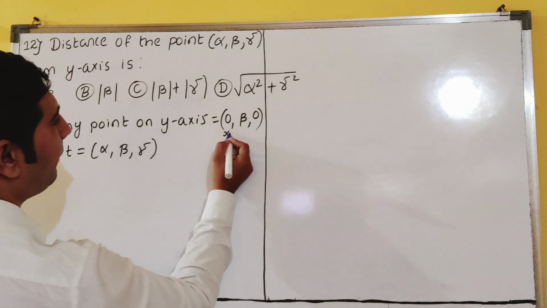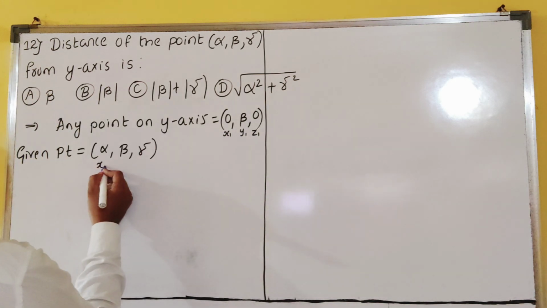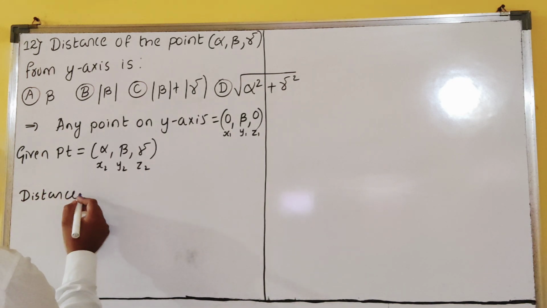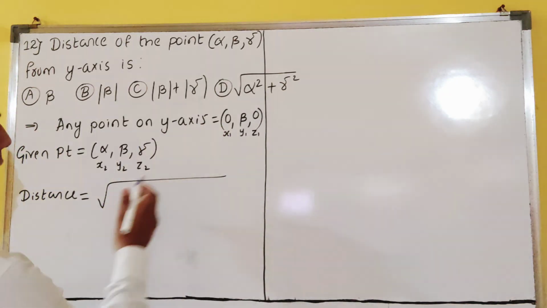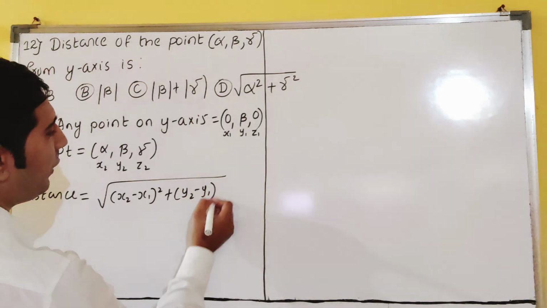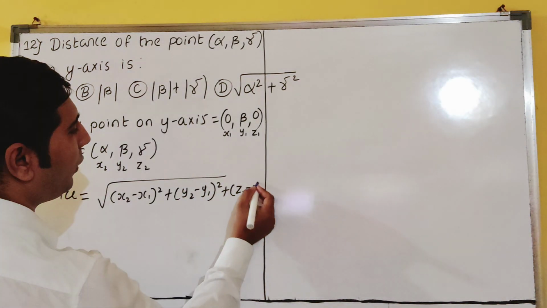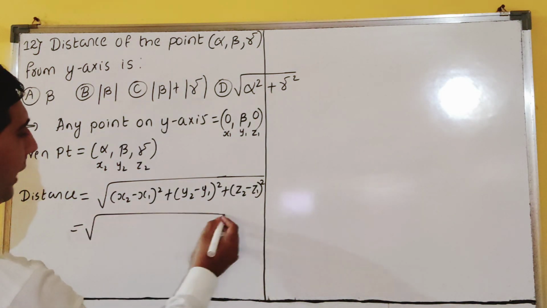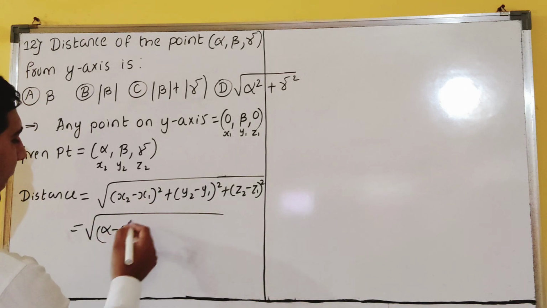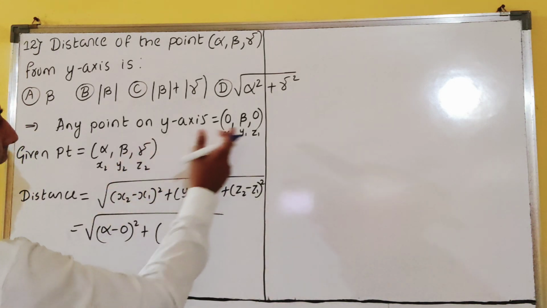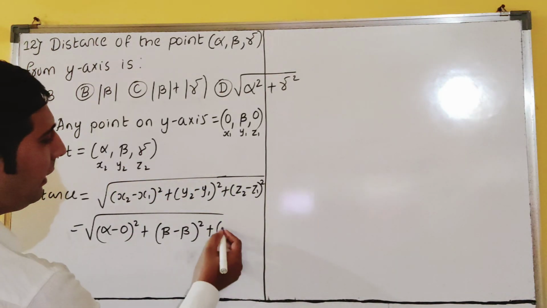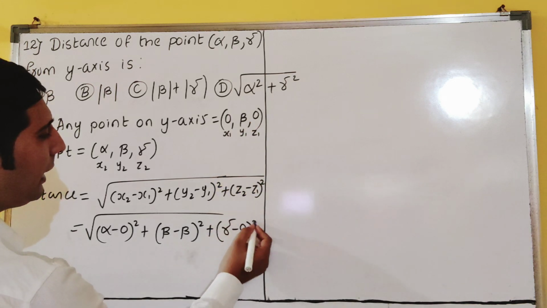So this is x1, y1, z1. This is x2, y2, z2, dear students. So the required distance is what? How do we find the distance between 2 points in 3D? Square root of x2 minus x1 whole square, plus y2 minus y1 whole square, plus z2 minus z1 whole square. Then you substitute the values. x2 is alpha, minus x1 is 0, alpha minus 0 whole square, and y2 is beta and y1 is also beta, beta minus beta whole square. z2 is gamma, z1 is 0, whole square.